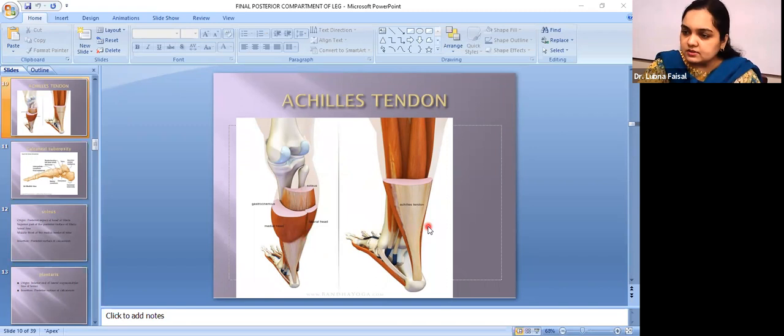compartment of the leg. So this is the Achilles tendon that is inserted on the posterior surface of the calcaneum. This is the calcaneum bone. Okay.